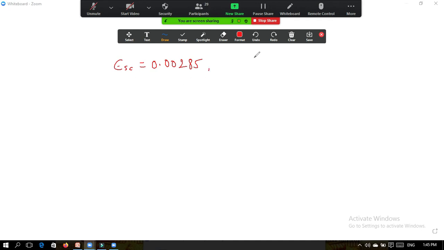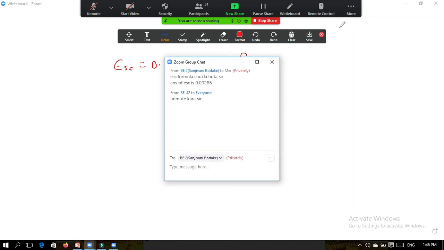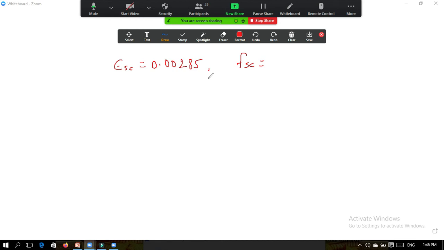Now go to the table which I have given to you. Go to the table and calculate the corresponding value of FSC for that Fe415 table. Do the interpolation. Find out the value of FSC for this corresponding value of epsilon SC.